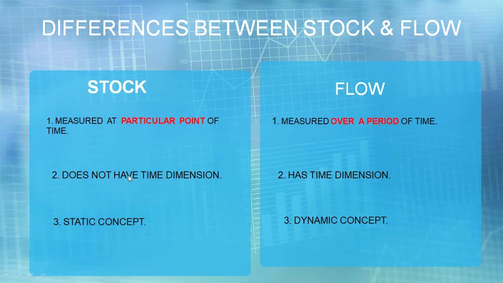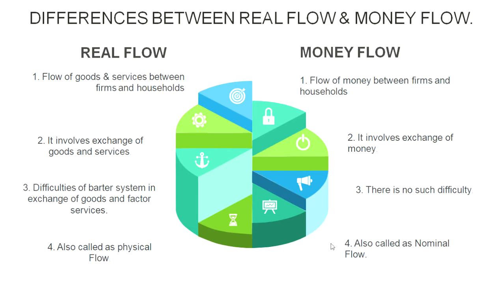Now, stock does not have a time dimension and flow has a time dimension. The third point is that stock is always a static concept, it does not change, and flow keeps on changing, so it is termed a dynamic concept.